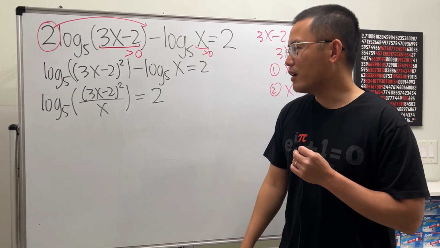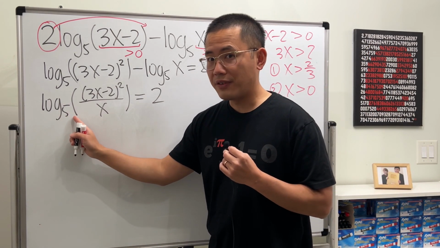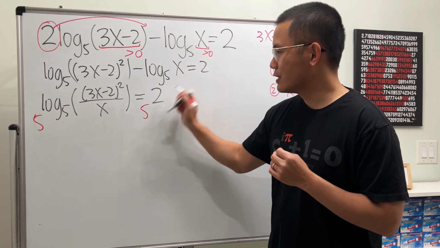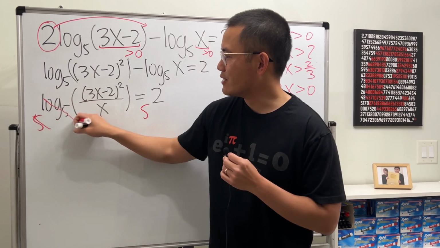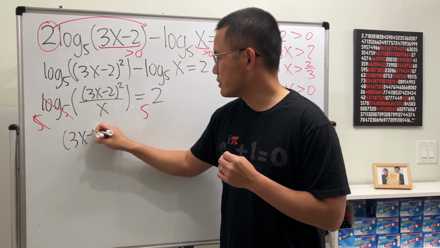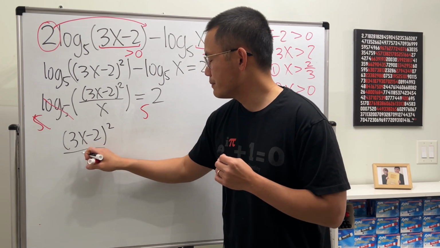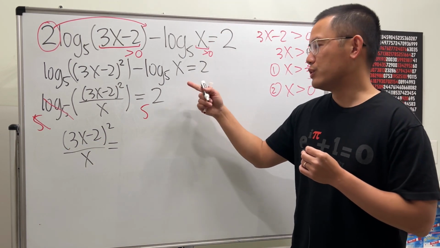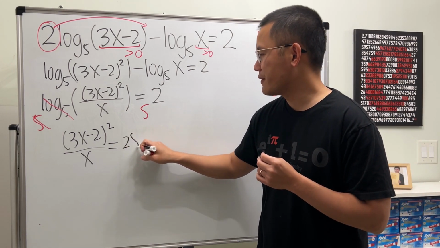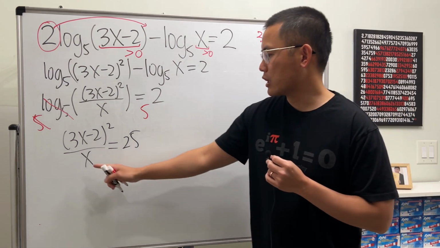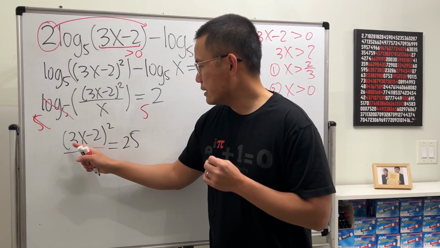Then to get rid of the log, pay attention to this is log base 5. So we just have to do 5 to this power, 5 to this power, so that this and that cancel. And right here we will have (3x minus 2) squared over x. It's equal to 5 to the second power, which is 5 times 5, and that's 25. Now we can just solve this equation the regular way. We can multiply both sides by x, and let's also expand this right here.